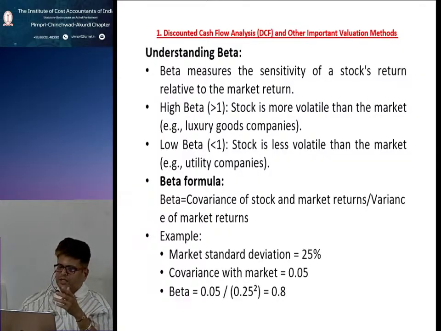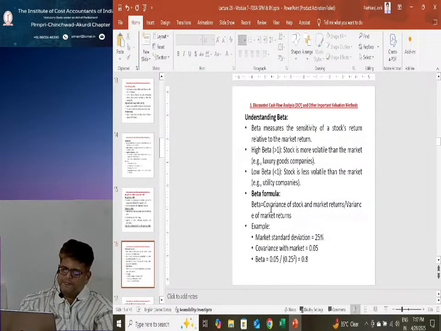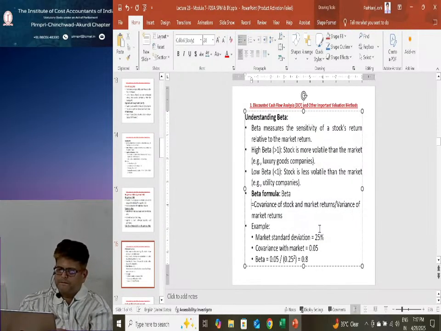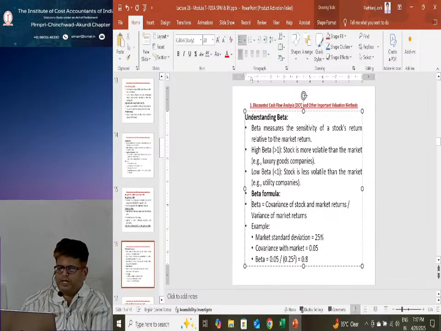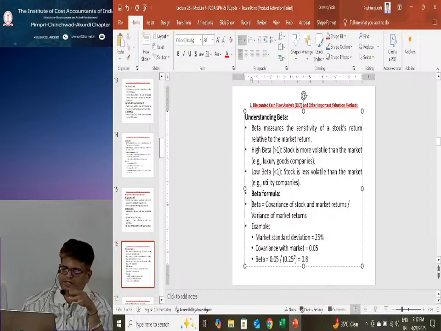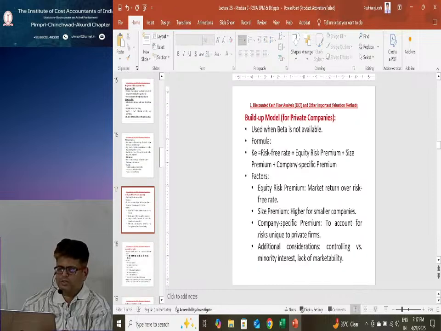The beta formula: beta is equal to the covariance of stock and market returns divided by the variance of market returns. For example, if the standard deviation is 25% and the covariance with the market is 0.05, then beta is equal to 0.05 divided by 0.25 squared, which is 0.8. So that's what the formula of beta is.